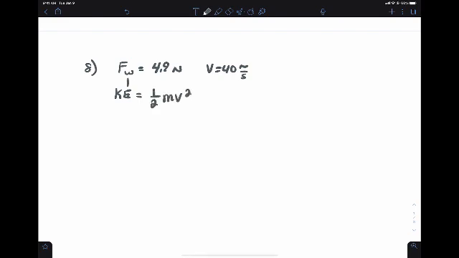We're going to go to number 8. Number 8, it says you have a baseball and its weight is 4.9 newtons. It says that it's going to hit a bat and it's going to leave with a velocity of 40 meters per second. It says calculate the ball's kinetic energy. All right, so kinetic energy equals 1/2 mv squared. So we're trying to solve for that.